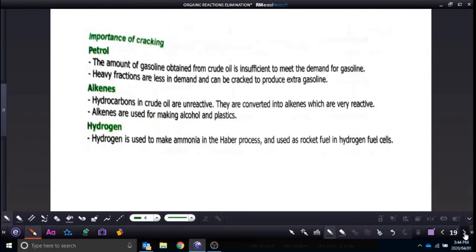What is the importance of cracking? We use it for gasoline and petrol at filling stations. Remember, tonight the petrol price will also go down, so tell your parents to go and fill up. The alkenes are used because crude oil is unreactive, and the hydrogen is used in the ammonia process.